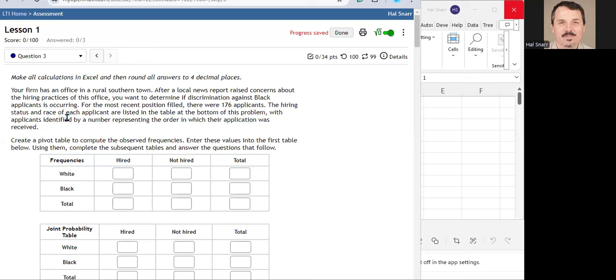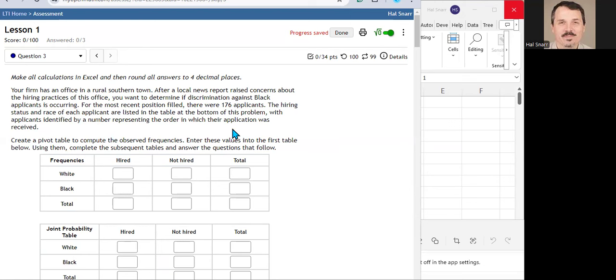All right. So in the scenario presented in the problem, there's this firm with an office in a southern rural town. A news report comes out and it raised concerns about the hiring practices at this office. You, as the owner of the company, want to determine if discrimination against Black applicants is occurring. For the most recent position filled, there were 176 applicants. The hiring status and the race of each applicant are listed in the table at the bottom of this problem, with the applicant's name being replaced by a number representing the order in which their application was received.